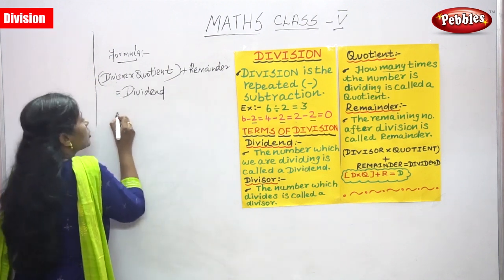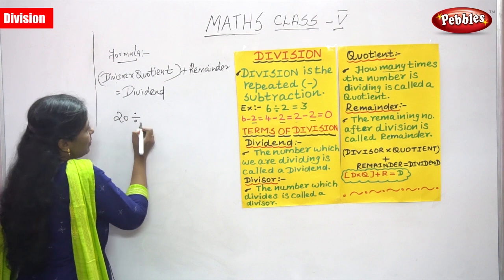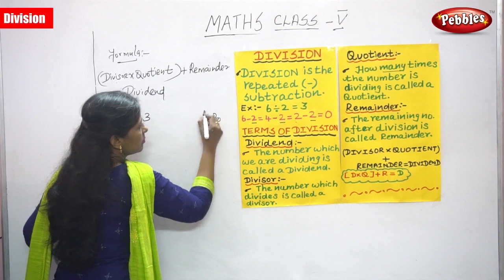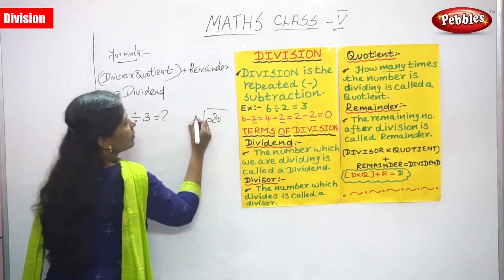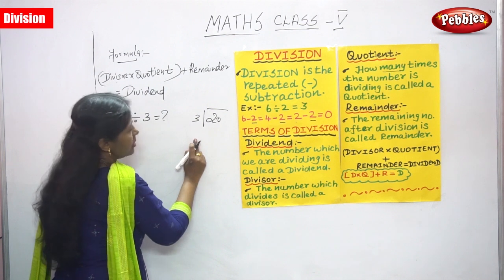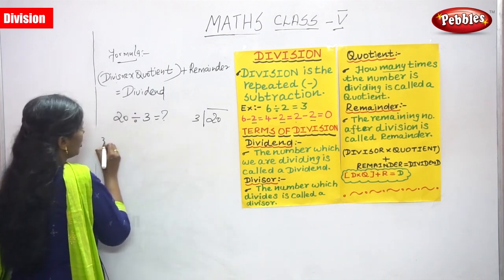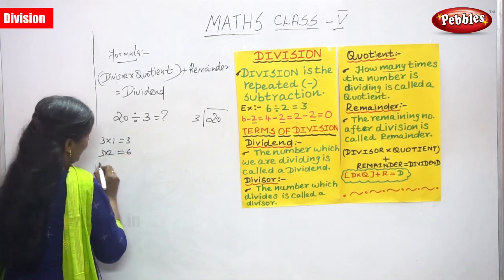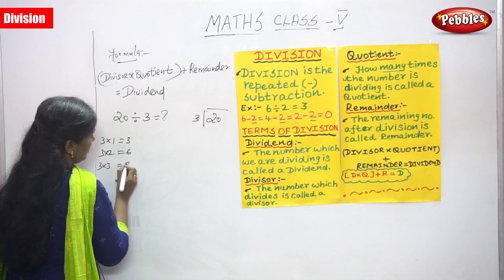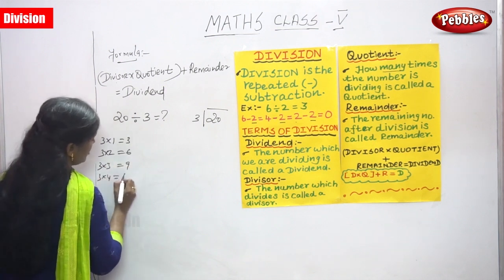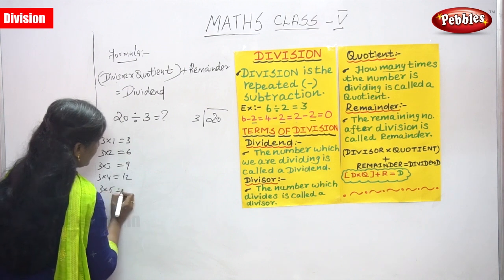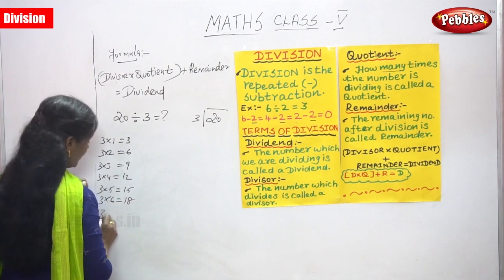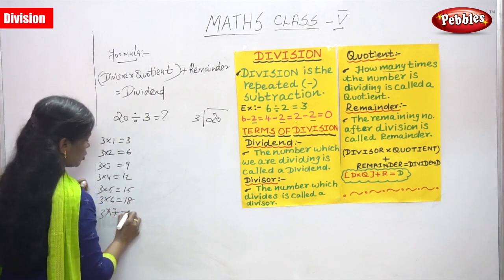For example, 20 is divided by 3. What will you get? So you have to say the 3 table. 3 1s are 3, 3 2s are 6, 3 3s are 9, 3 4s are 12, then 3 5s are 15, then 3 6s are 18. So 3 into 7 you can get 21.